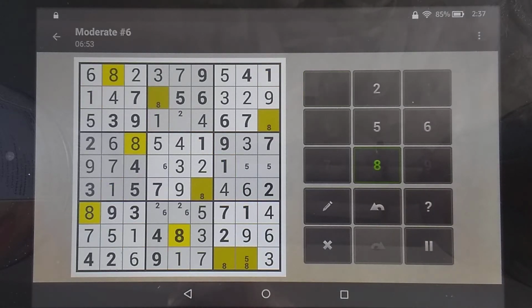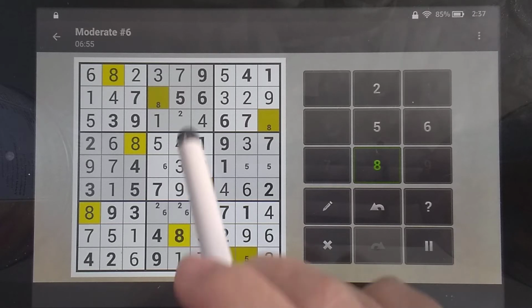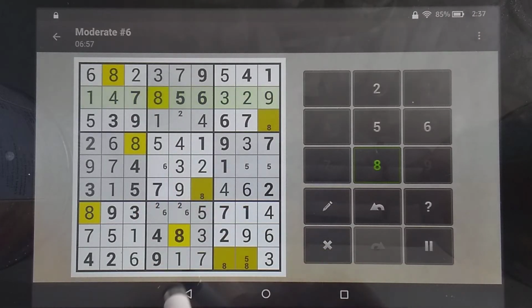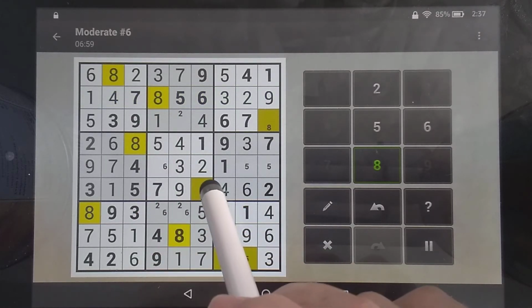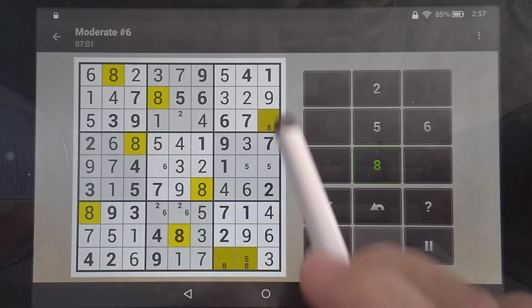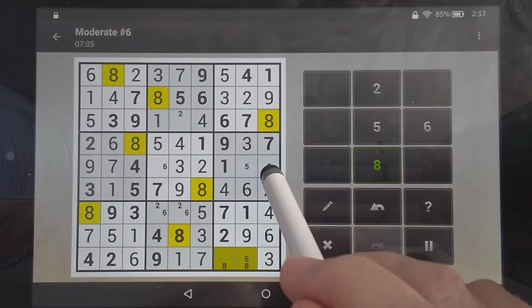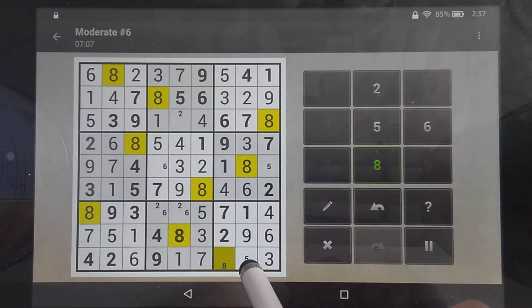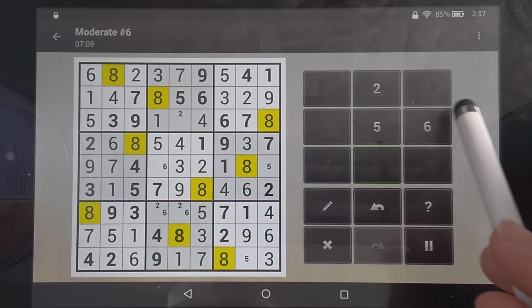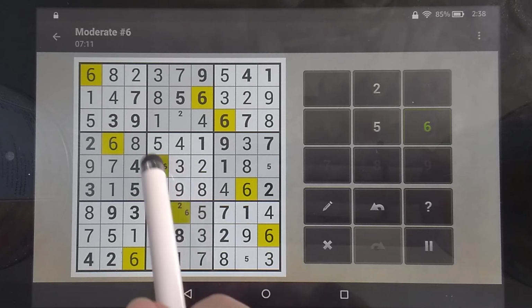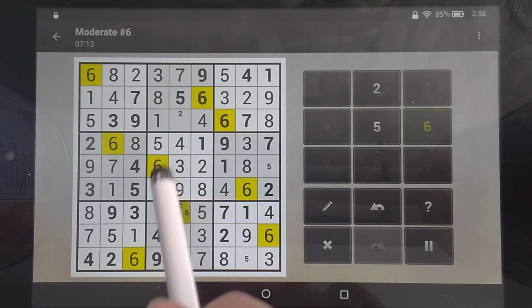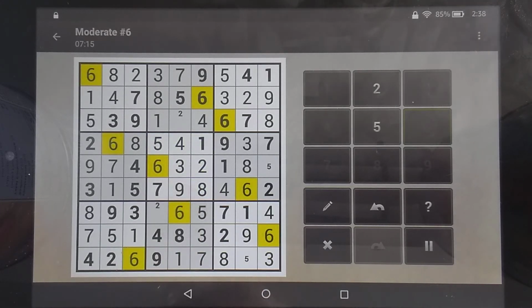Back to the 8s. This makes this a no, so this is a yes. That makes that a no, and that a yes. This is the only one left, so it's a yes. That makes that a no, and this a yes. That makes that a no, and this a yes. 6 is the only one left. That made that a no, and that one's the yes.